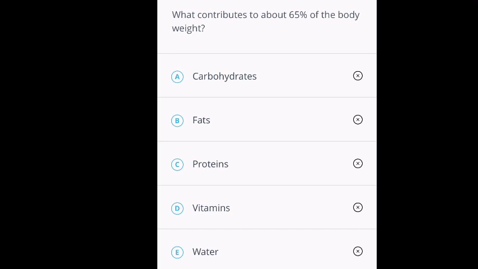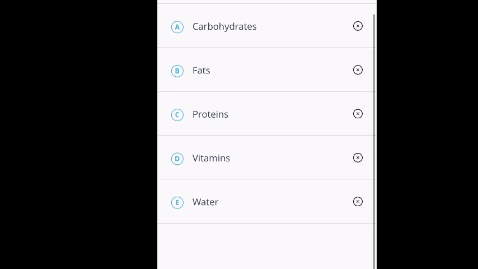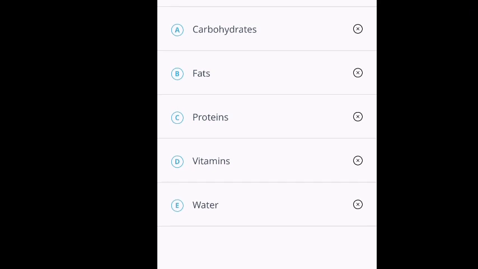What contributes to about 65% of the body's weight? Carbohydrates, fats, proteins, vitamins, or water? If you answered water, you are correct. Water contributes to about 65% of the body's total weight.